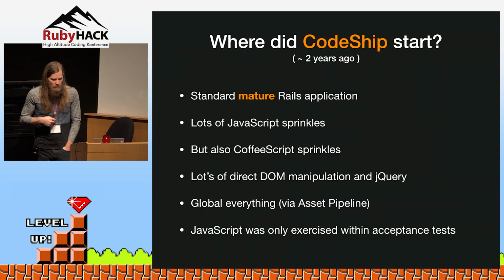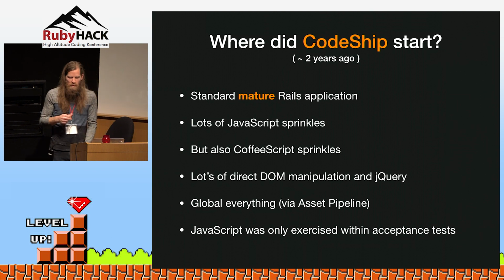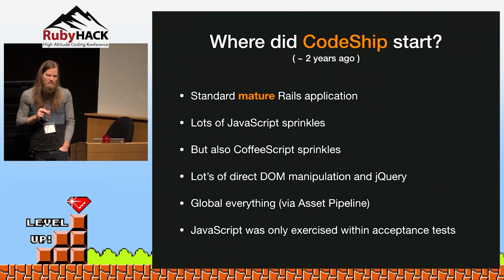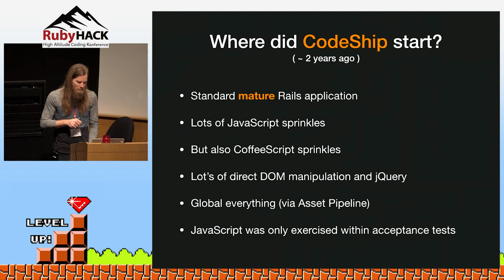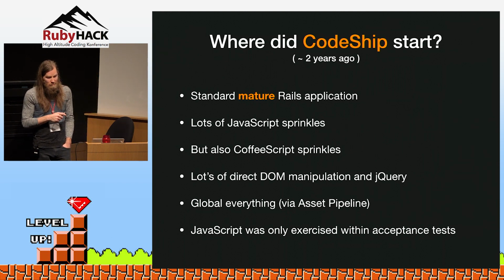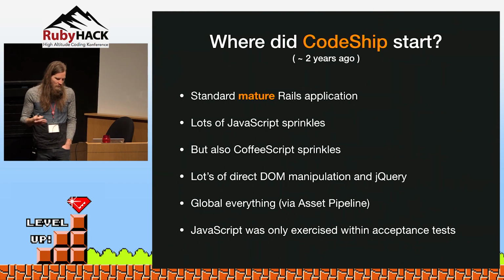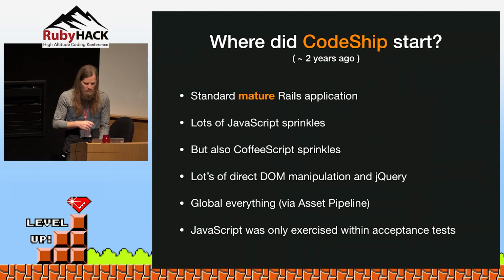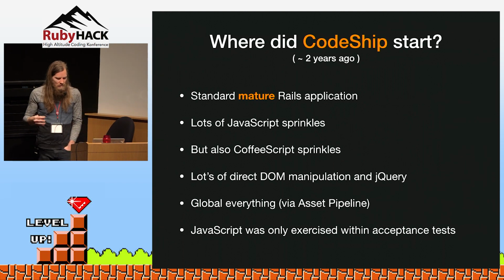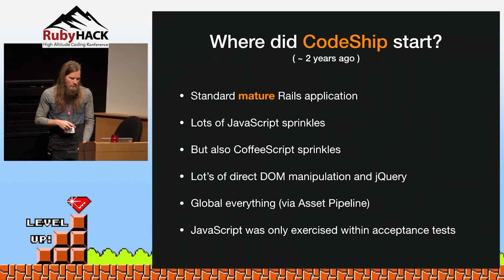So where did we start in real terms? If you can't look at this list and identify with it, you can at least get a little bit of nostalgia, I'm sure. We had ourselves a 5-year-old Rails application, and as I like to call it, a mature Rails application. jQuery all the things, everything is global, even with some jQuery UI goodness mixed in there. We had no meaningful test coverage over this JavaScript outside of our capybara acceptance tests.